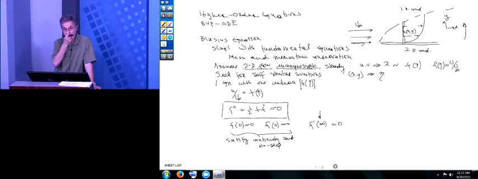Wouldn't f prime be equal to 1 at infinite distance from the wall? Oh yeah, this one is 1. That's correct. Yeah, okay. Sure. All right, thanks.